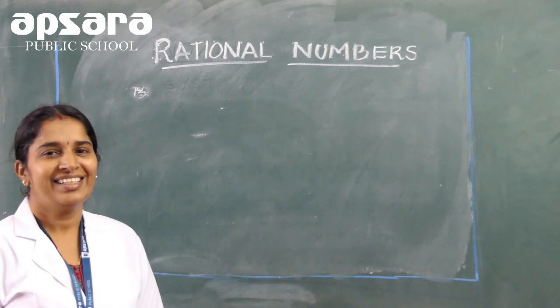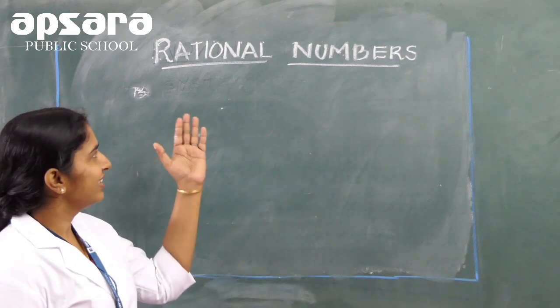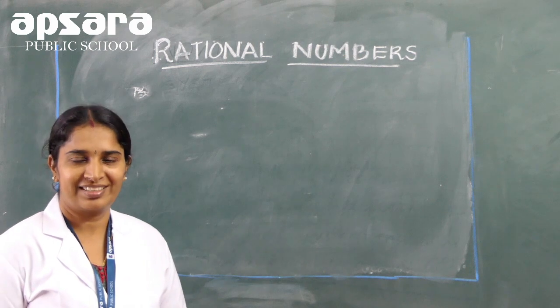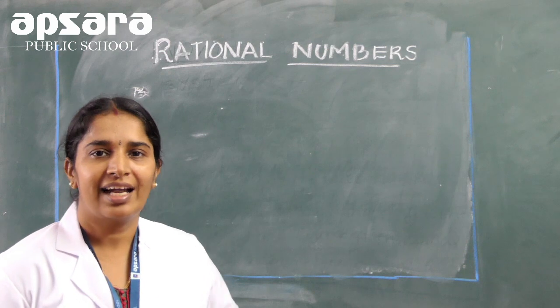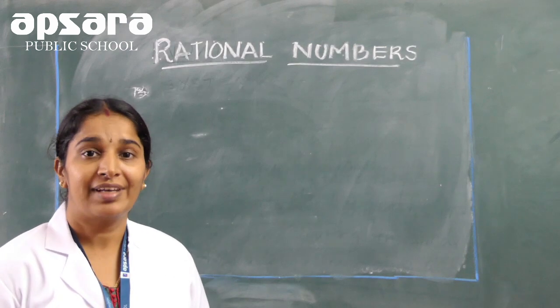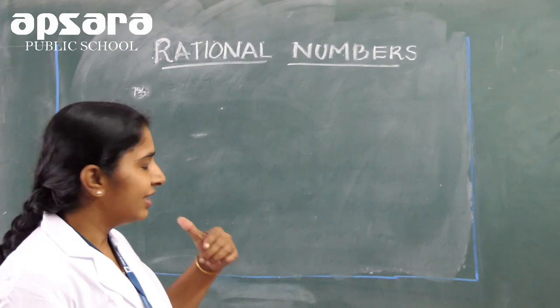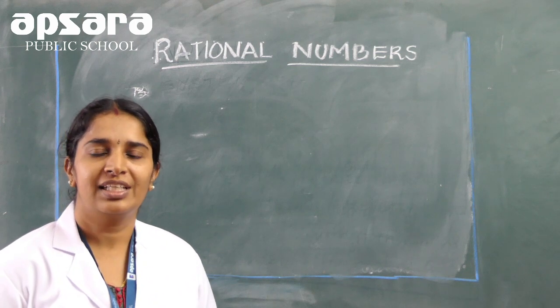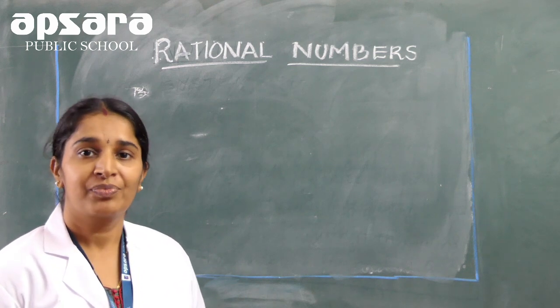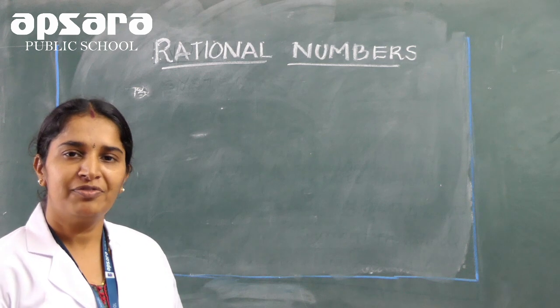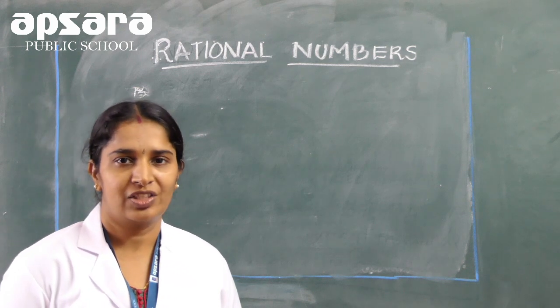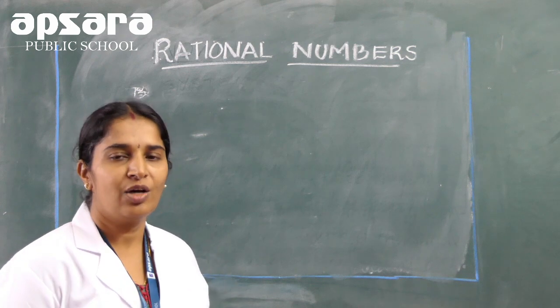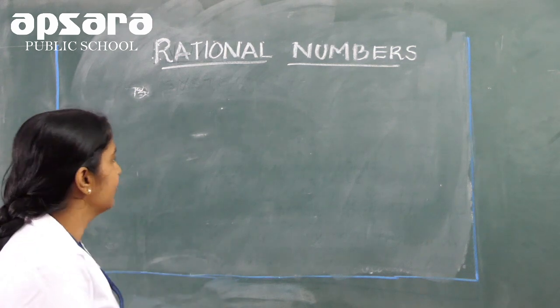Good morning, children. So let me start the lesson, rational numbers. In the last class, you have studied the addition and subtraction of like fractions. And in today's class, we are going to study the addition and subtraction of unlike fractions. So before moving on to that topic, you should know what are equivalent fractions. So let me start now with equivalent fractions.